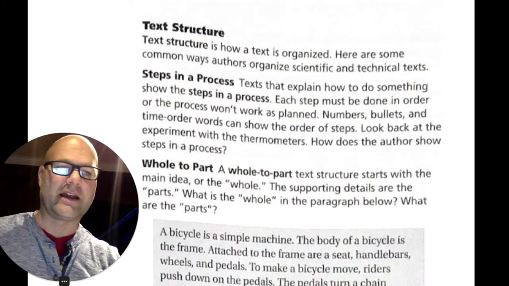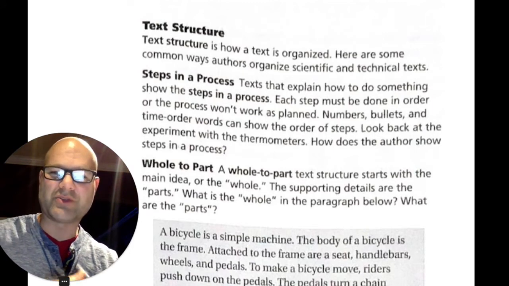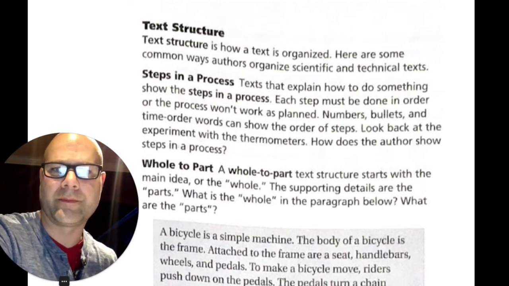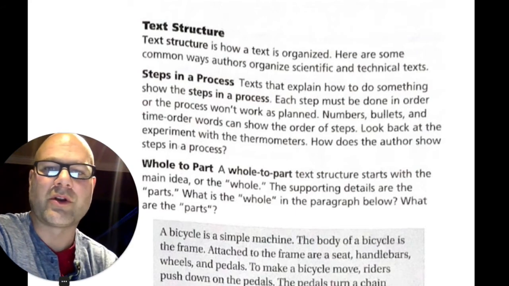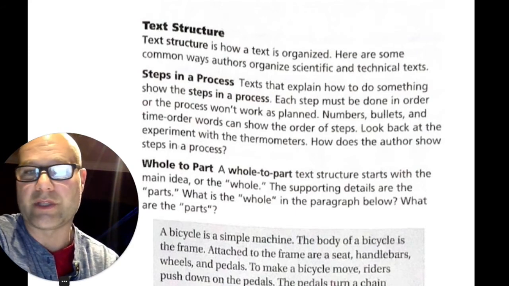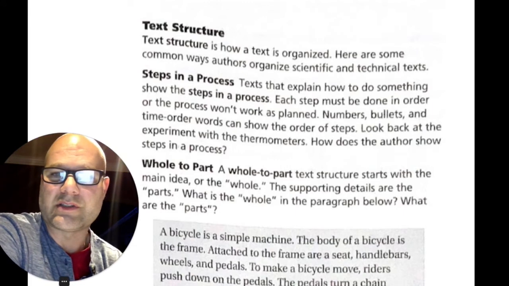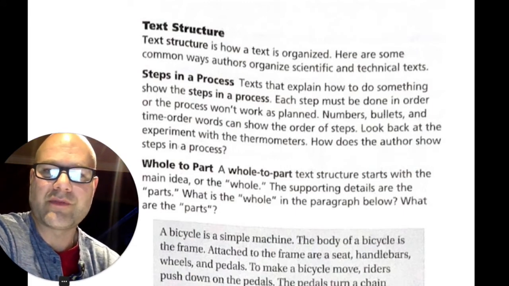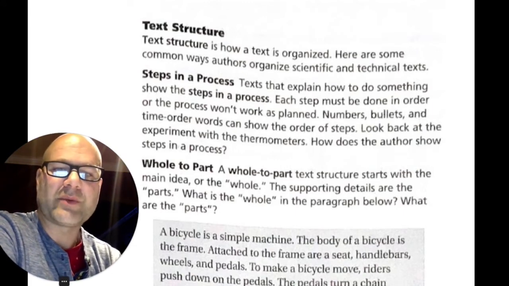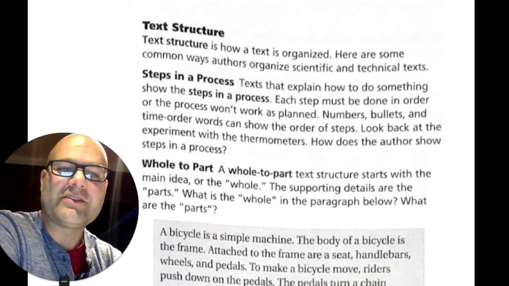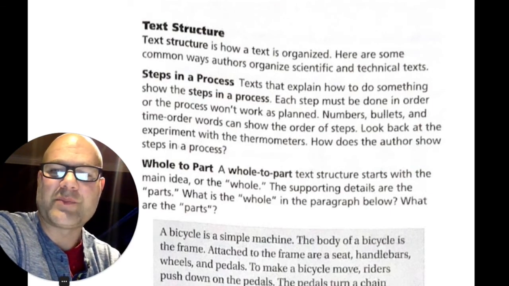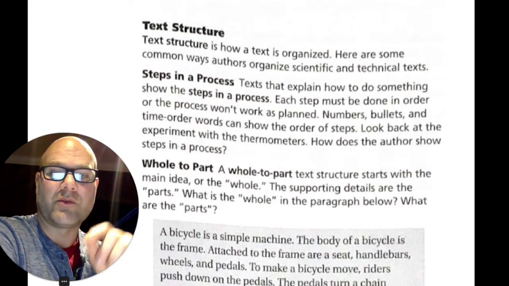After that, I checked the thermometers, right? You have to do things in order for it to work. Each step must be done in order or the process won't work as planned. Numbers, bullets, and time order words can show the order of steps. Look back at the experiment with the thermometers. How does the author show steps in a process? You could even write 1, 2, 3, 4.